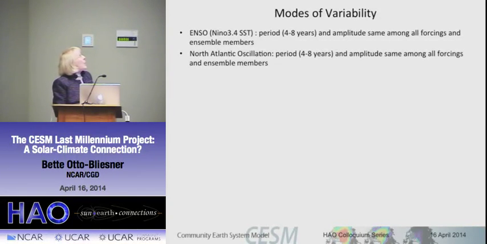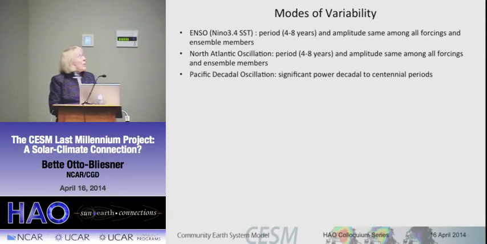And in terms of both ENSO and the North Atlantic Oscillation, the period, which is about 4 to 8 years in both of those, and the amplitude are the same among all the simulations, the control and the forced simulations. So really, the model suggests there isn't a forced component to this, which is kind of important when we're thinking about going into the future.